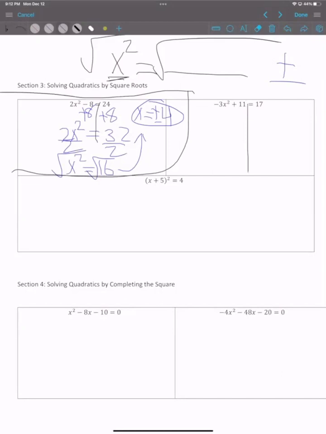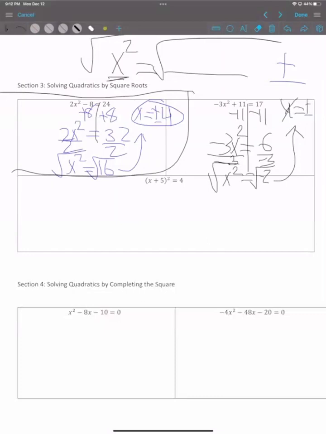So let's look at this last one. Same idea. Subtract the 11. Bring down your negative 3x squared. That would be what? 6. Divide by negative 3. You'll get x squared is negative 2. If you get a negative number, when you square root both sides, don't put the negative in your calculator because you'll get an error. But it'll still be plus or minus.